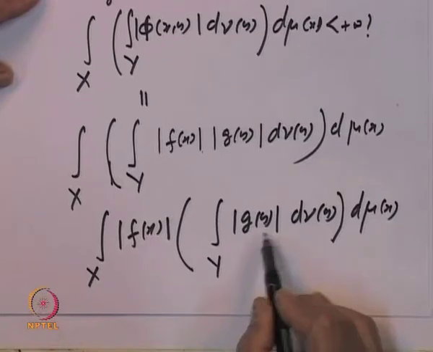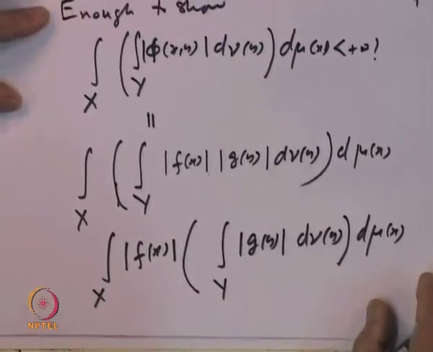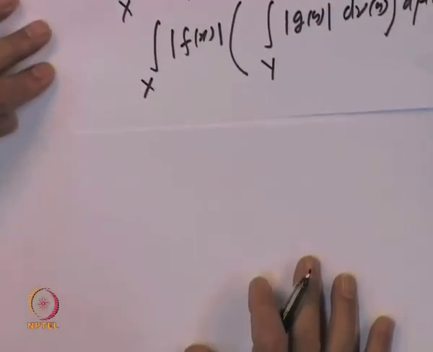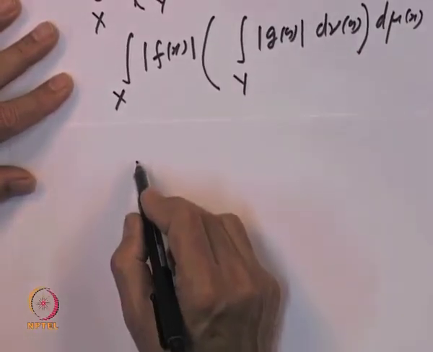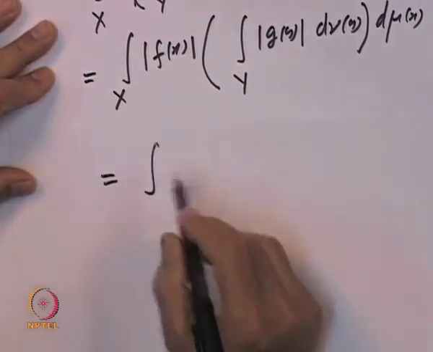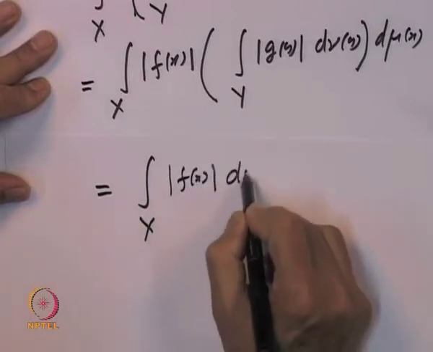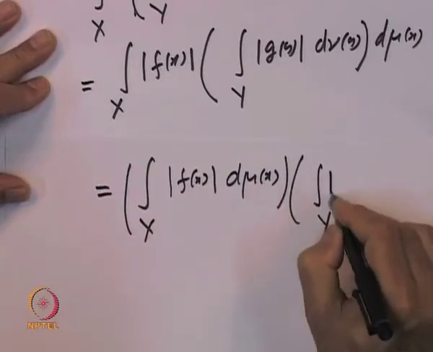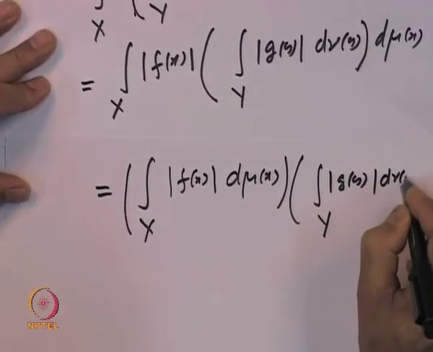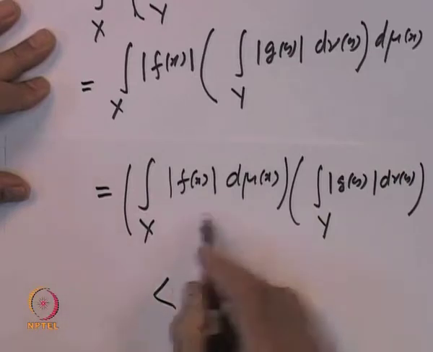And now, g is integrable. So, this quantity is finite. Okay. So, what is that quantity equal to? So, this is a constant, it is finite. So, it comes out. So, I can write this quantity is equal to integral over x mod f x d mu x, integral over y mod g y d nu of y, okay. And that is finite because both of them are finite.